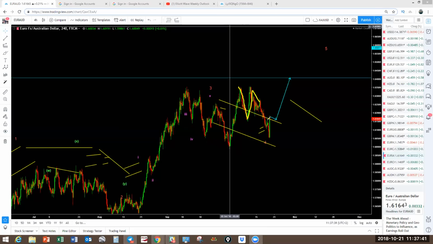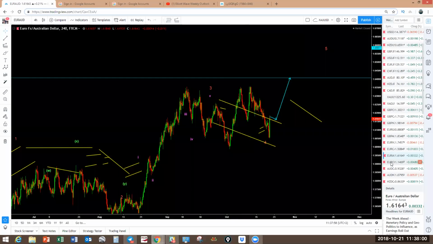Doesn't mean anything here. So we've got this one here. We've got this pulse here. We're just looking for a correction and continuation to the upside. And that is the target on EURAUD minimum. If we get this, we're going to be looking for it to take it there. That's EURAUD.